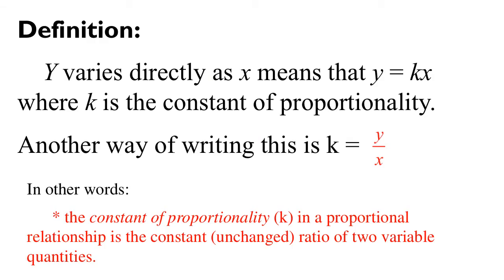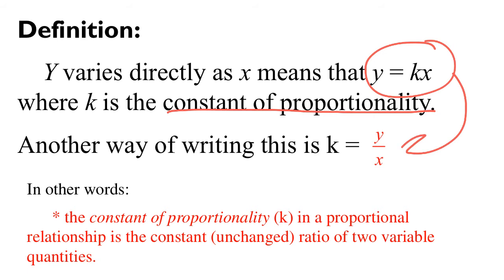When we talk about proportionality, we're saying that y varies directly as x means that y equals kx, where k is the constant of proportionality. So we can retranslate this: another way of writing it is that k equals y over x. K, the constant of proportionality, can be found by dividing any y by the x that's connected to it. So you don't need to find the unit rate. You just need to be able to find any two numbers that connect in that table, the x and the y.